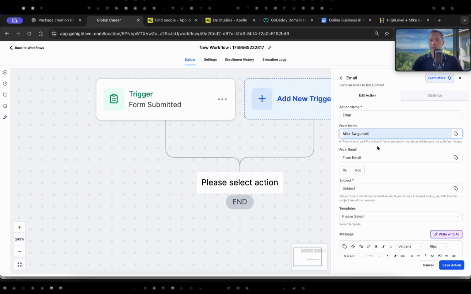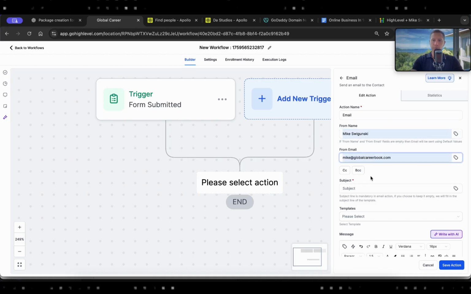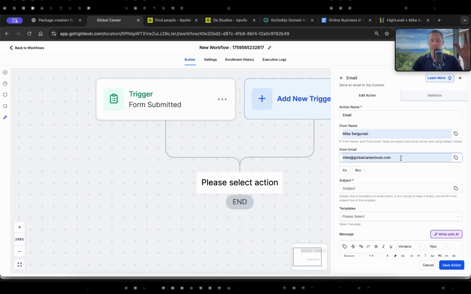So the from name's from Mike. I like to use a real email. And so if you're doing this at scale, like if you're going to be sending out thousands, you don't want to use your primary domain. You want to have subdomains, but that's a whole nother 10-hour video. So in general, if you're enrolling people manually, probably in general use not your main domain, but use a subdomain.